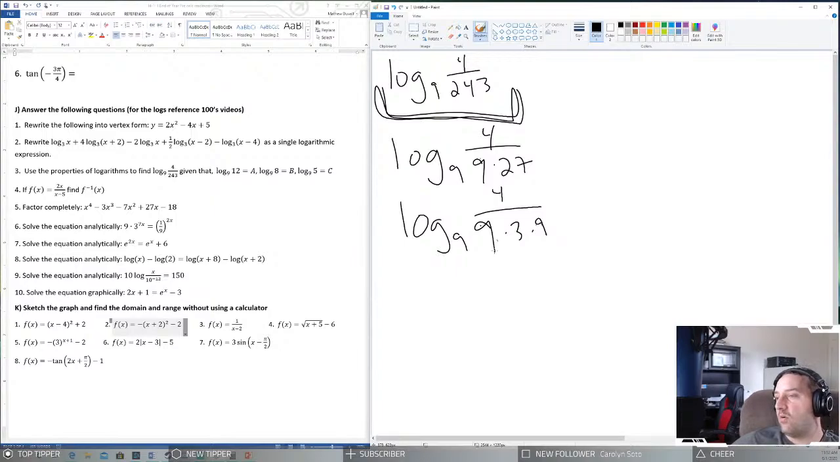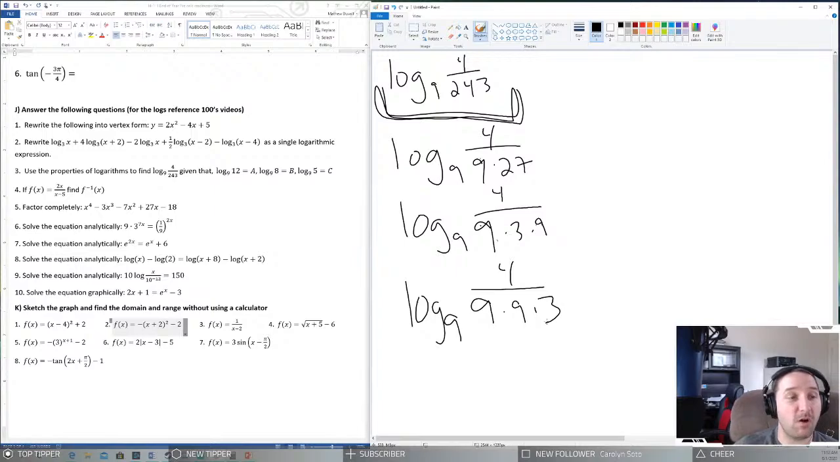Now, the goal, like I said, is I want these to be log base 9 of 12, log base 9 of 8, and log base 9 of 5. So right now, if I wanted to rearrange this into 9 times 9 times 3, well, I do know what log base 9 of 9 is. That's 1. So already I know that these can get simplified. But I don't know about the 4, and I don't know about the 3.